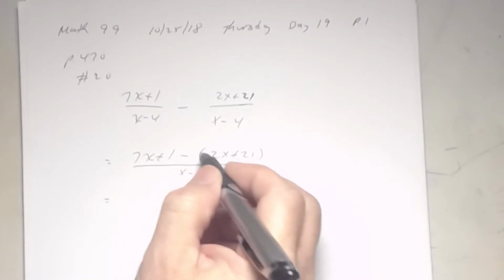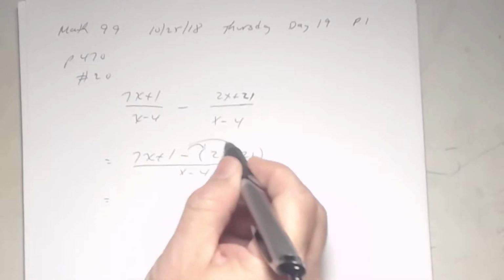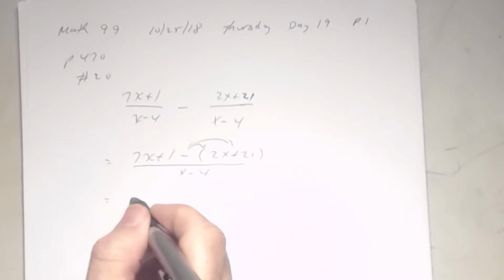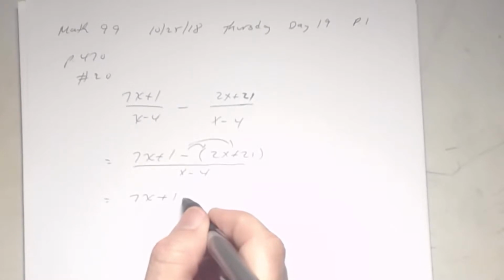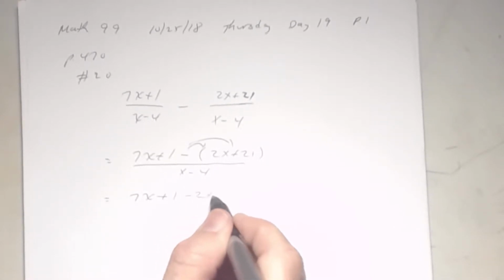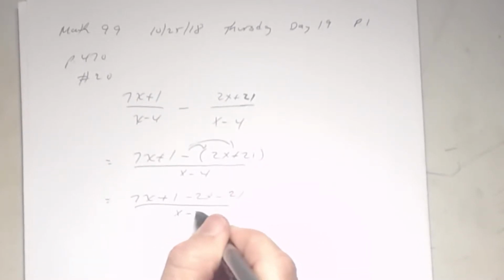Then what's the next step? Combine like terms. No. What's the next step? Distribute. Distribute the negative 1. Then you combine like terms. And when I use the distributive property, what does this become? 7x plus 1 minus 2x minus 21, divided by x minus 4.